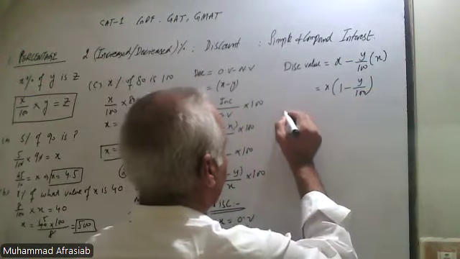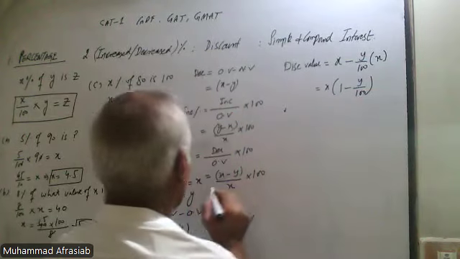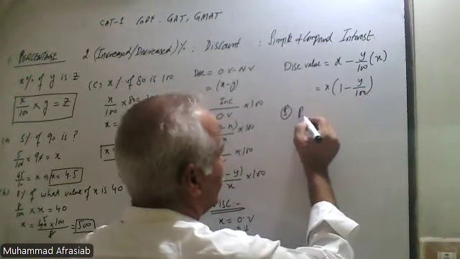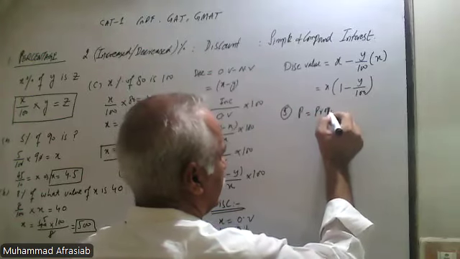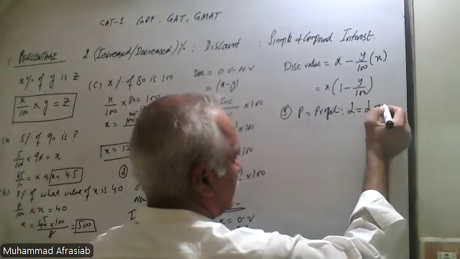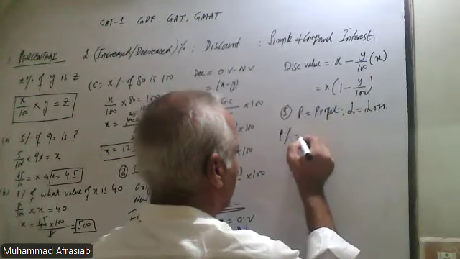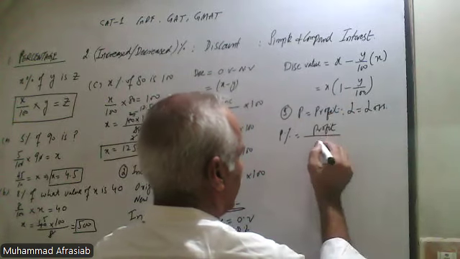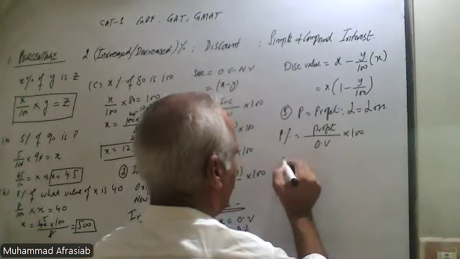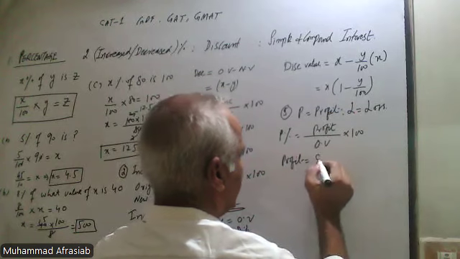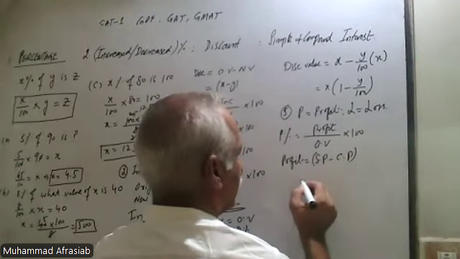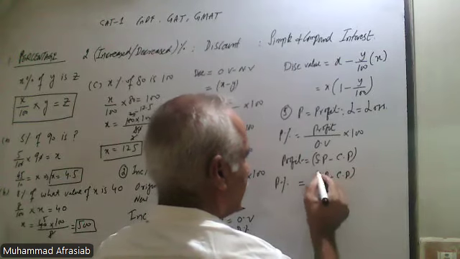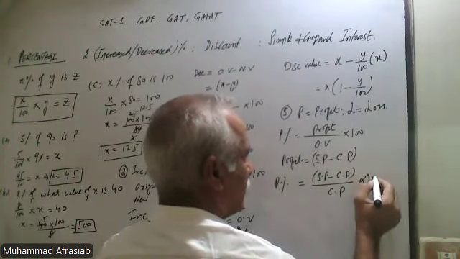Similarly, for profit percent, let's say P represents the profit and L stands for the loss. Then the profit percentage is equal to profit over the original value into 100. Profit is basically the sale price minus the cost price. So the profit percentage is sale price minus cost price over cost price into 100.